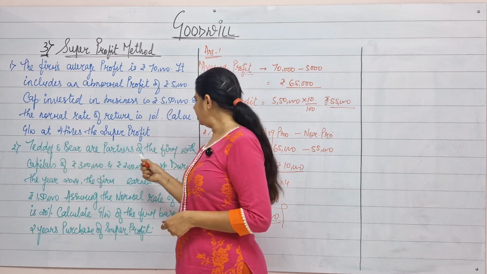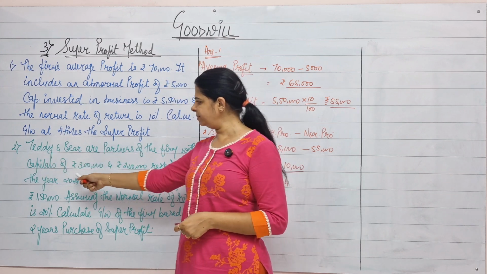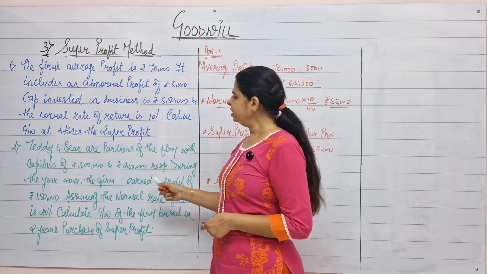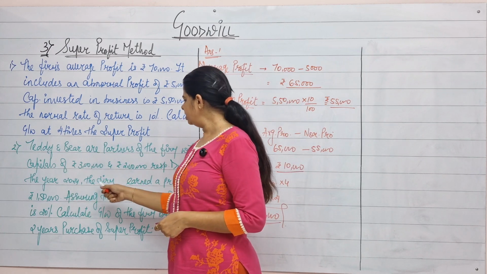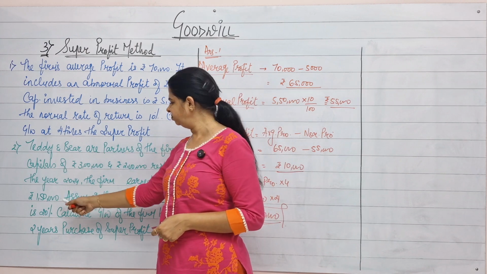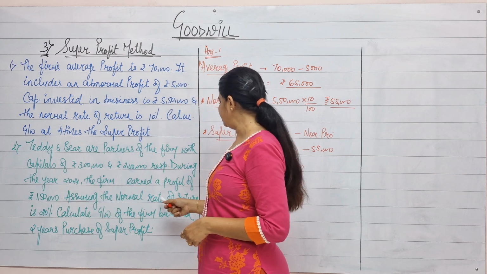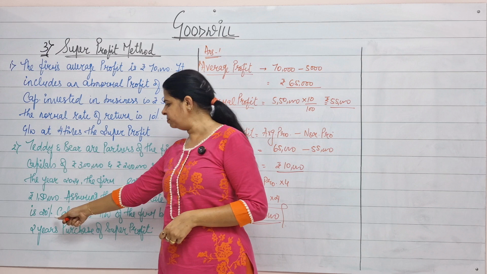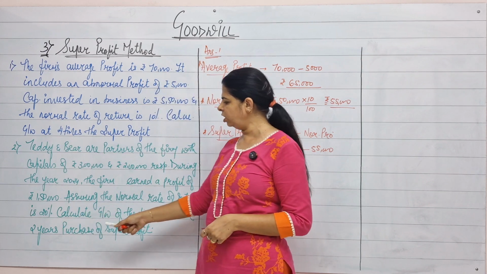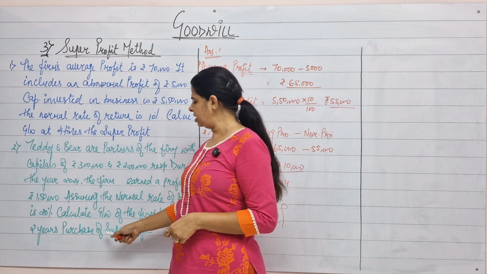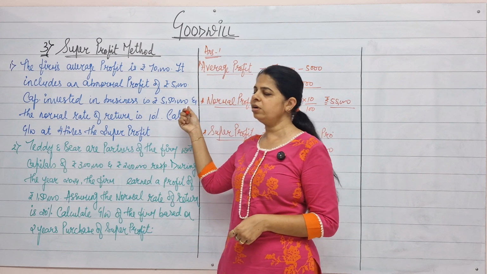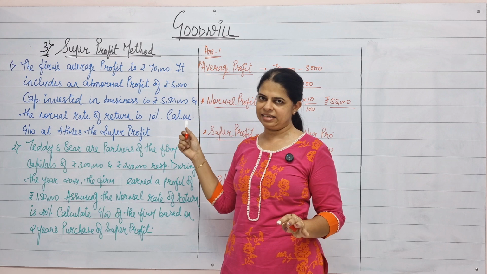Teddy and Bear are partners of the firm with capitals of 3 and 2 lakh respectively. During the year 2024, the firm earned a profit of 1,50,000. Assuming the normal rate of return is 20%, calculate goodwill of the firm based on 2 years purchase of super profit.